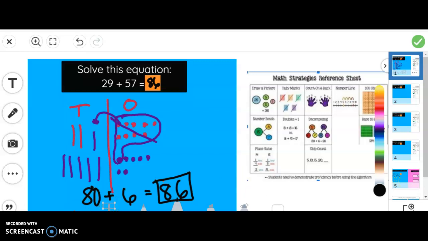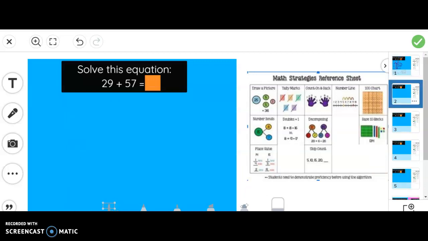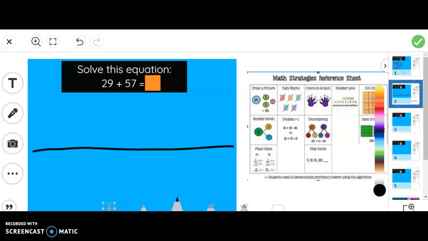Let me show you a different way to solve this. For the next one, I'm going to use a number line. I'm going to start by drawing an open number line, where I start at my largest number, 57. Now, I need to make 29 hops. So to do that, I'm going to break 29 up into its tens and ones, 20 and 9. Now, I need to make 20 hops, but I'm going to do that by skip counting by tens.